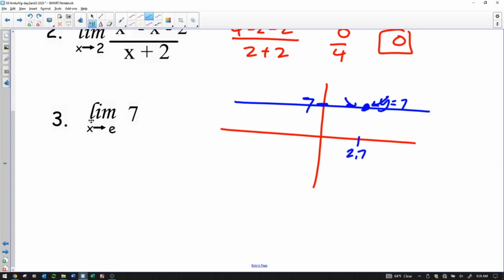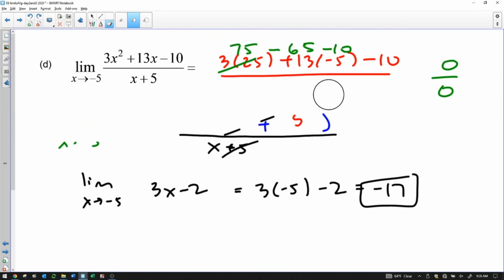What if I did this? That's a pi. What would the answer be here now? Pi. What if I did this? What's the answer now? 7. Everyone good with that?